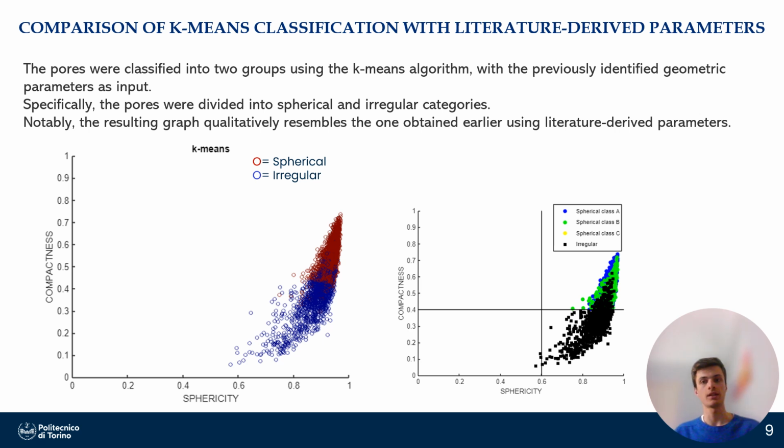Then the k-means algorithm was applied using as input the three geometric parameters defined earlier, instructing the function to divide the dataset in two parts. It was observed that the division of pores into spherical and irregular ones is very similar to the one obtained using the classification illustrated in the previous slide.